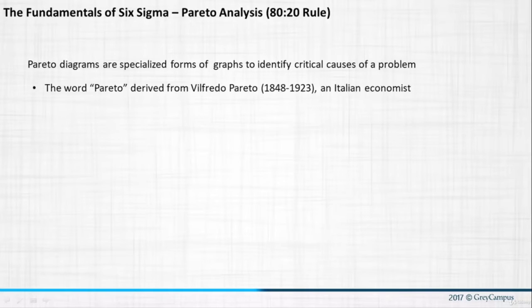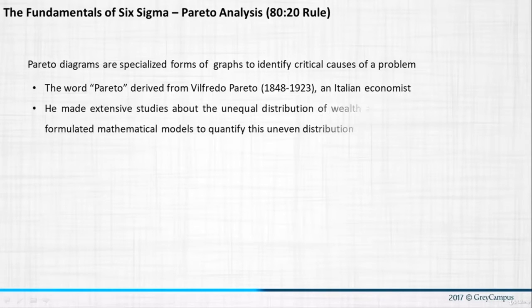Pareto analysis. Vilfredo Pareto was an economist in Italy that realized that 80% of the land was owned by 20% of the people. So he has been associated with Pareto analysis and the 80-20 rule.